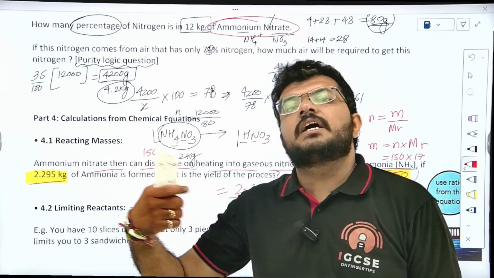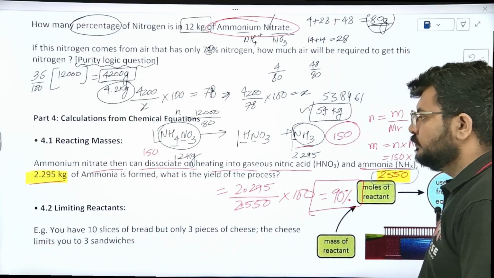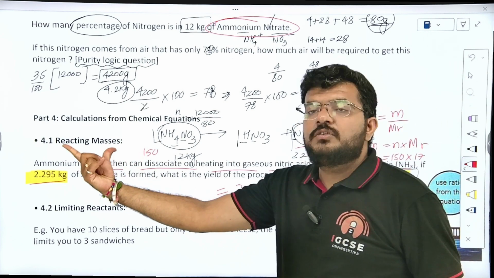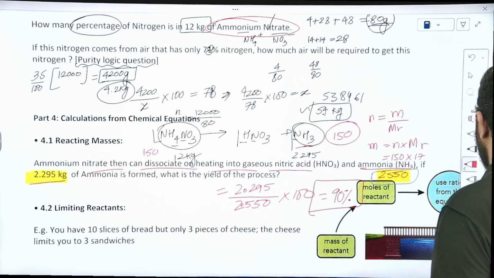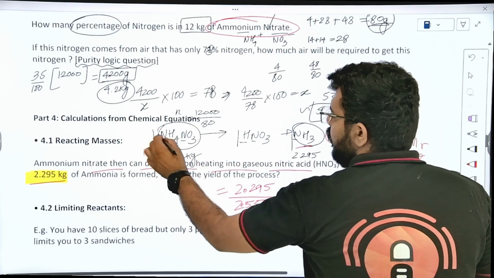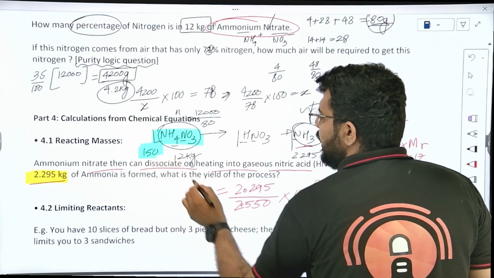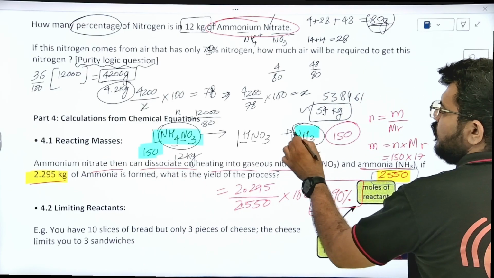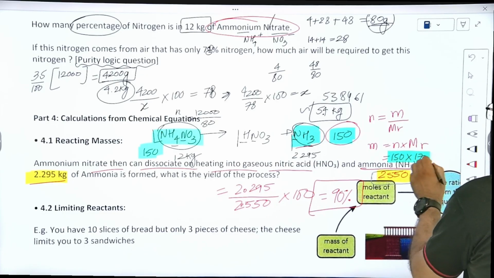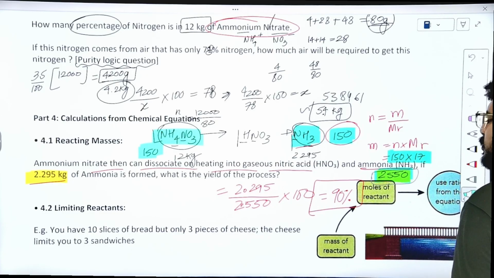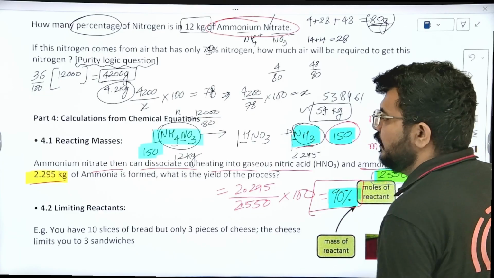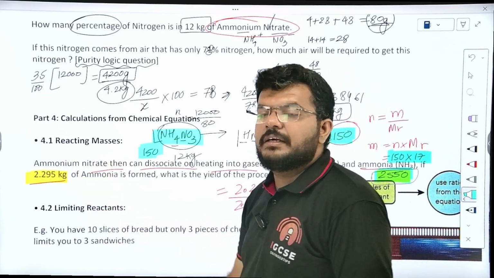This is how much I can get, right? If that makes sense, right? So this becomes part of reacting masses. Now you see how we established the number of moles of NH4NO3, which gave us the number of moles of NH3, right? And from there we found the Mr of the product, how much of the product forms, and from there we found the yield. We use the logic of reacting masses.